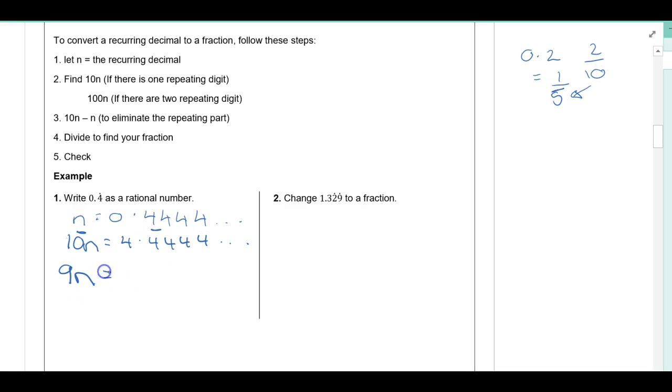This side I'm going to get 9n. This side, 4 minus 0 is 4. 4 minus 4 is 0, 0, 0. So I've actually got this easy sum of 4 equals 9n, or n equals 4 9ths. Done. That will work every time.